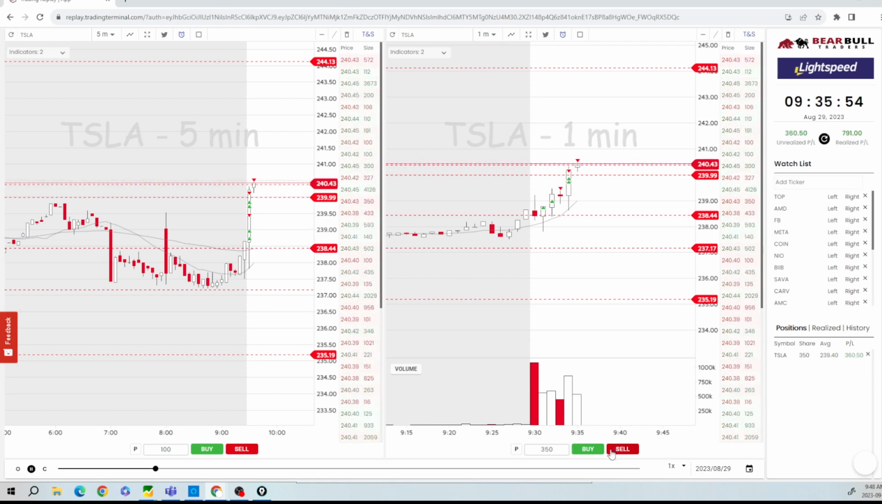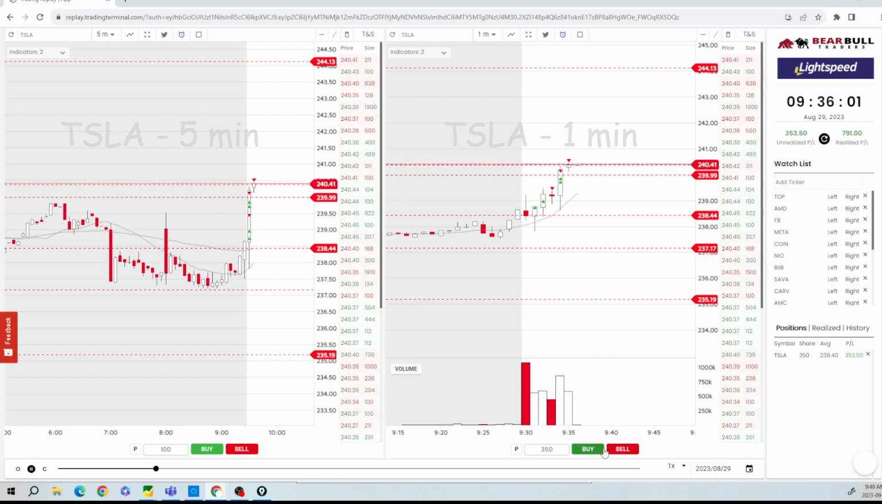So you always need to make sure that you take the profit on a timely basis. You do not need to let the trade go against you just in the expectation that the stock is going to move up.